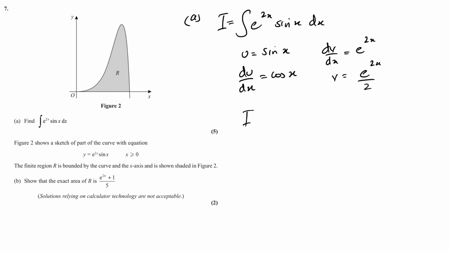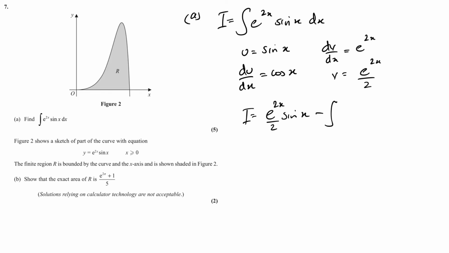So this is going to be uv. We've got e to the 2x over 2 sine x minus, and it's v du by dx, so e to the 2x over 2 cos x dx. That's not very nice, is it? Because that's essentially very much like what we started with. So it's a little bit confusing, but let's keep going first.